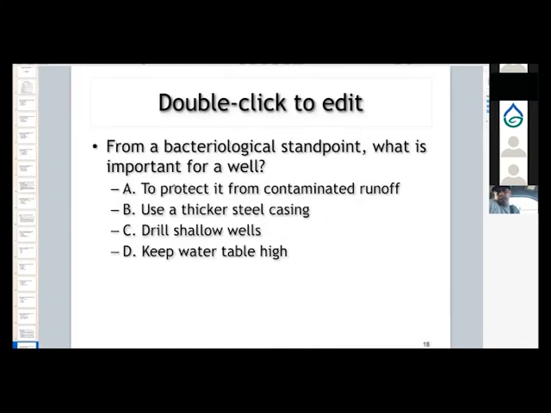From a bacteriological standpoint, what is important for a well? A, to protect it from contaminated runoff. B, use a thicker steel casing. C, drill shallow wells. D, keep water table high. So the answer is A. Contaminated runoff is very dangerous, and that's what you want to protect a well from.